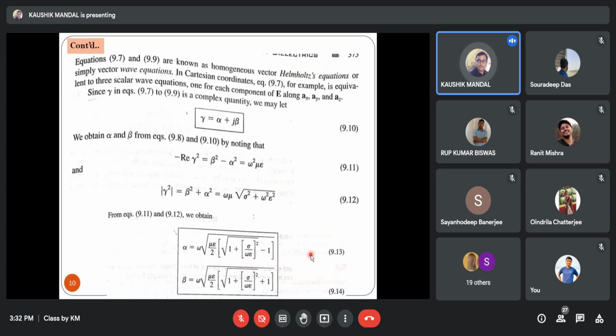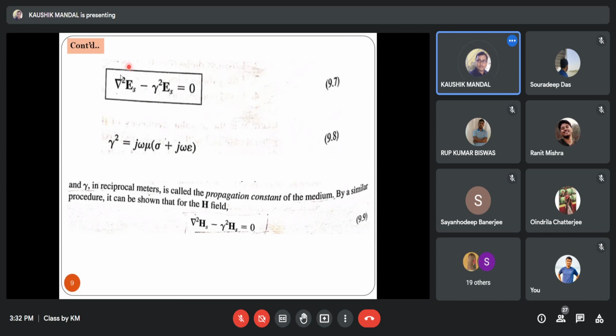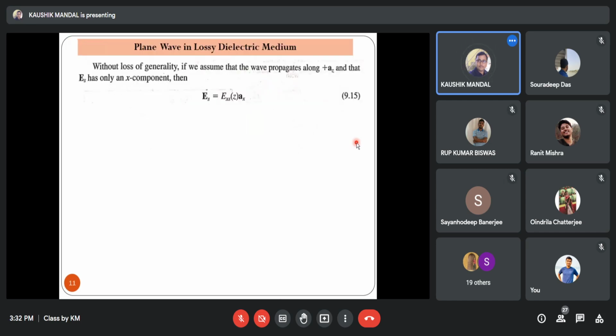So previously, up to this point, we have derived the wave equation in a lossy dielectric. Now we have to find the equation of electric field and magnetic field for a lossy dielectric medium.